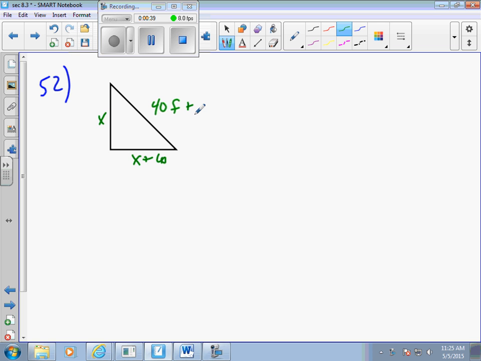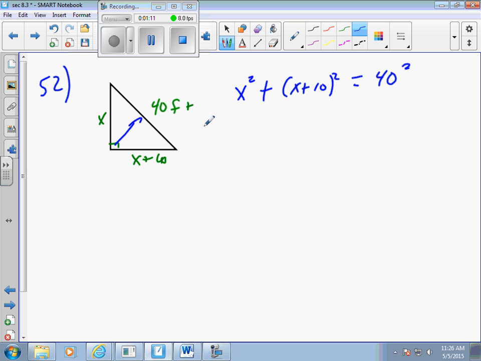And it asks, how much distance do they save by walking the diagonal instead of walking on the sidewalks here and here? Well, since this is a right triangle, we're going to use the Pythagorean theorem that says a squared plus b squared equals c squared, where a is a leg and b is a leg. So I'm going to go with x squared plus x plus 10 squared. That's my a squared plus b squared. And the c squared is always the hypotenuse, which is across from the right angle. Gives me the 40 squared.